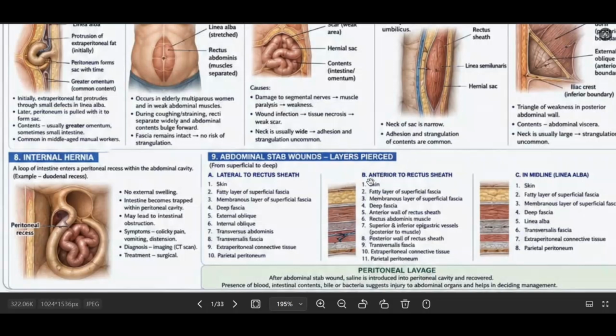Now what happens if the stab wound happens anterior to the rectus sheath? What are the layers that are going to be in the way? The first will be the skin, then Camper's fascia, then Scarpa's fascia, then the deep fascia, then the anterior wall of the rectus sheath, because it is happening here at the level of the rectus sheath. The rectus abdominis muscle is present medially. It is a long vertical strap muscle in the medial part of our abdomen.